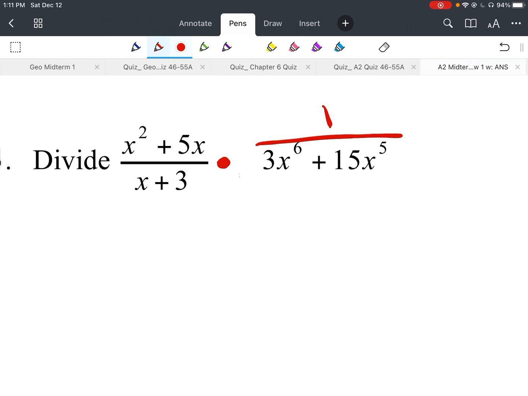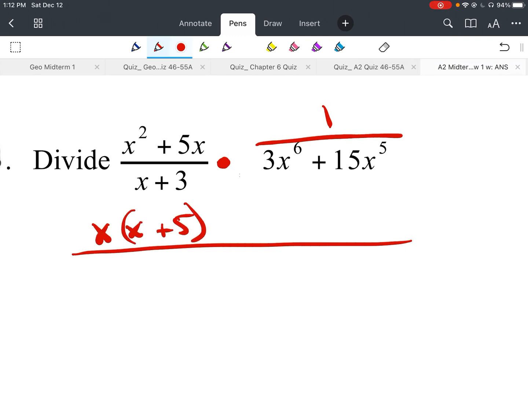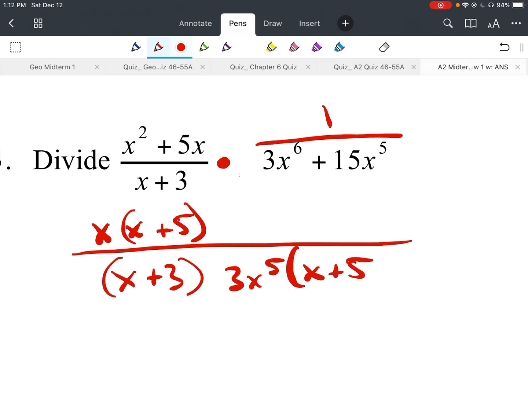So dividing by this is the same as multiplying by 1 over this. And so I'm just going to make one giant fraction here. So this is going to be, factor out the x first. X times x plus 5. Boom. Okay, and that's it for the top. The 1, I don't need that. All right, and this is going to be x plus 3. Put parentheses around it. And now we're just going to factor as much as I can out of this. This is going to be 3x to the 5th would come out of there. And what's left when I'm done would be an x plus 5.